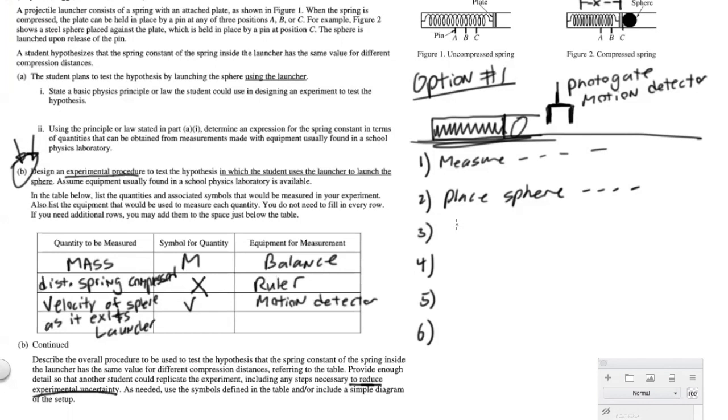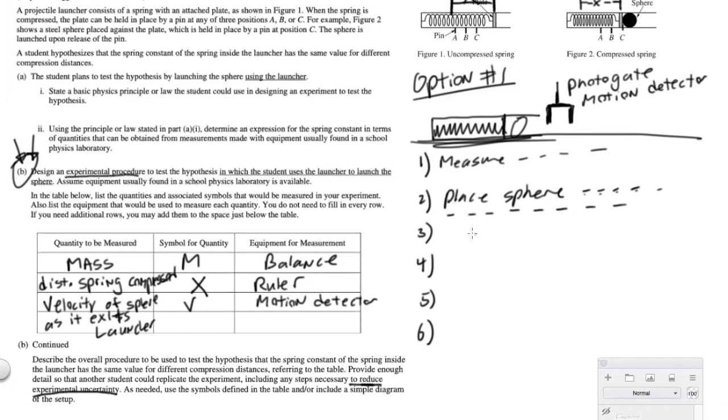Oh wait, sorry, I left off part of 2. So 2 was place the sphere in the horizontal launcher and compress the spring to position A inside the launcher. So we're going to compress the spring all the way back to point A. And then step 3 is record how far the spring was compressed.